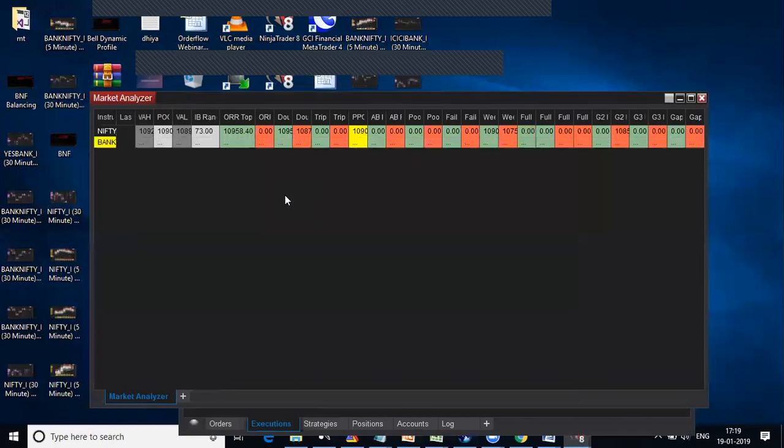So it's going to take a little bit of time. In the meantime, we'll try to add ICICI Bank, right? So right click, not allowing me to add. So it has to load first. And you can save this market analyzer, so you don't need to do it again. It's a one-time setup. After that, you don't need to do the setup again and again.